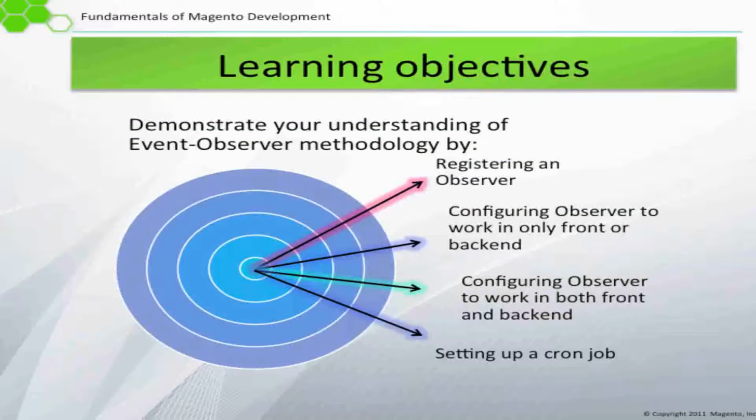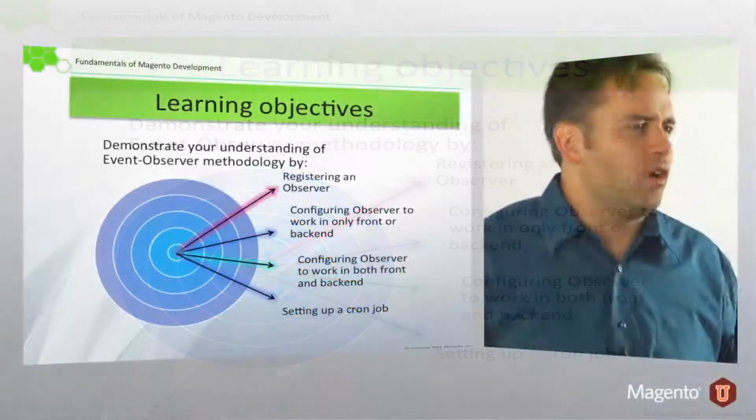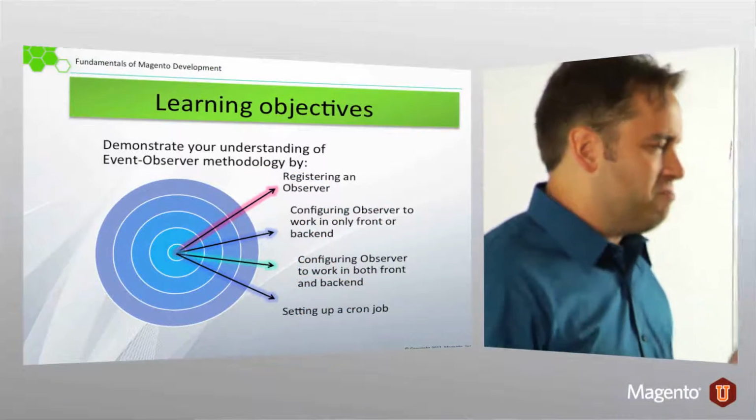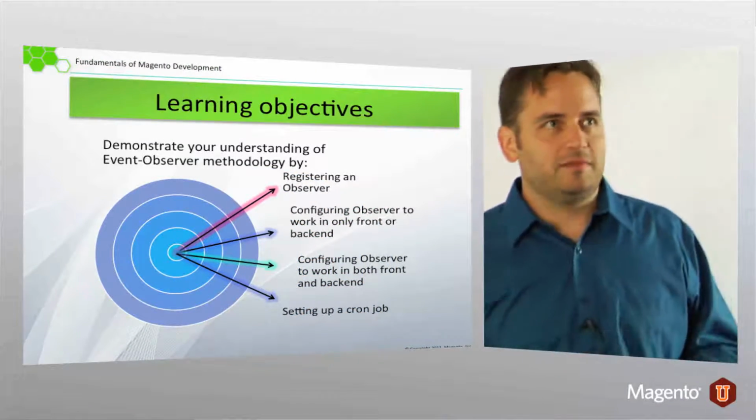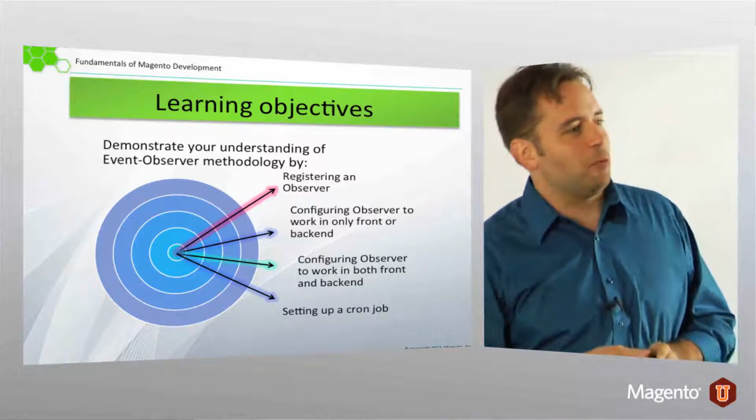So we will look at working in the context of a module, to register an observer. We'll look at how we can get that observer to work in different areas. And we'll also look at cron job configuration simply because I don't have a spot to put it and it's not worth an entire lesson.